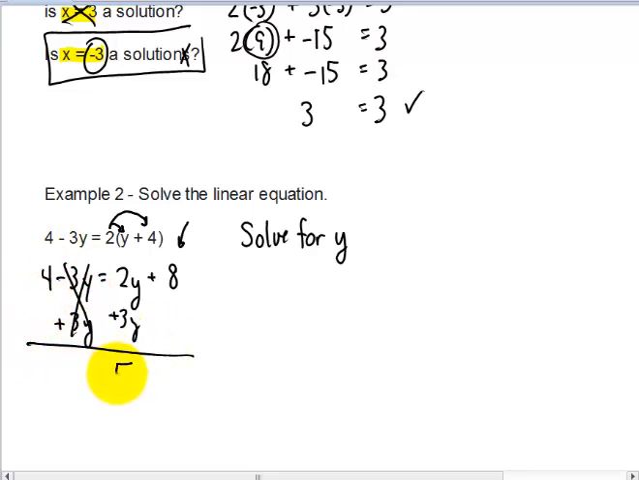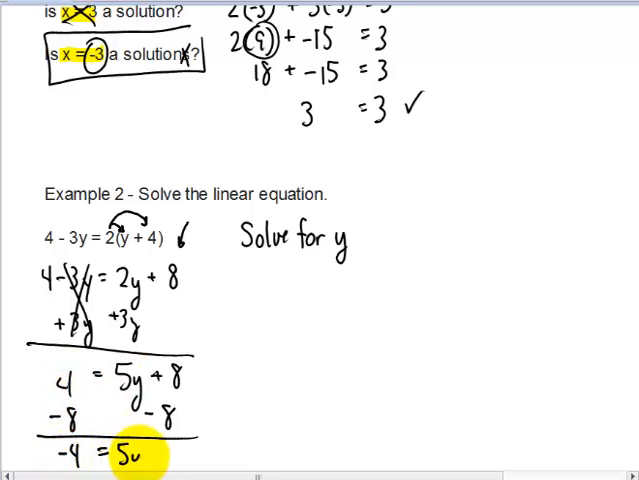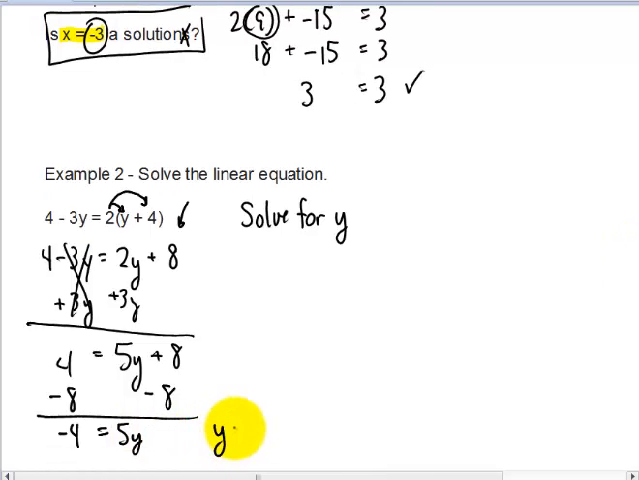But I'm going to have 5y plus 8 is equal to 4, and I'm going to subtract the 8. So when I subtract the 8, that gives me negative 4 on the left, 5y on the right. So in solving this equation, I'll divide by 5, and y will equal negative 4/5.